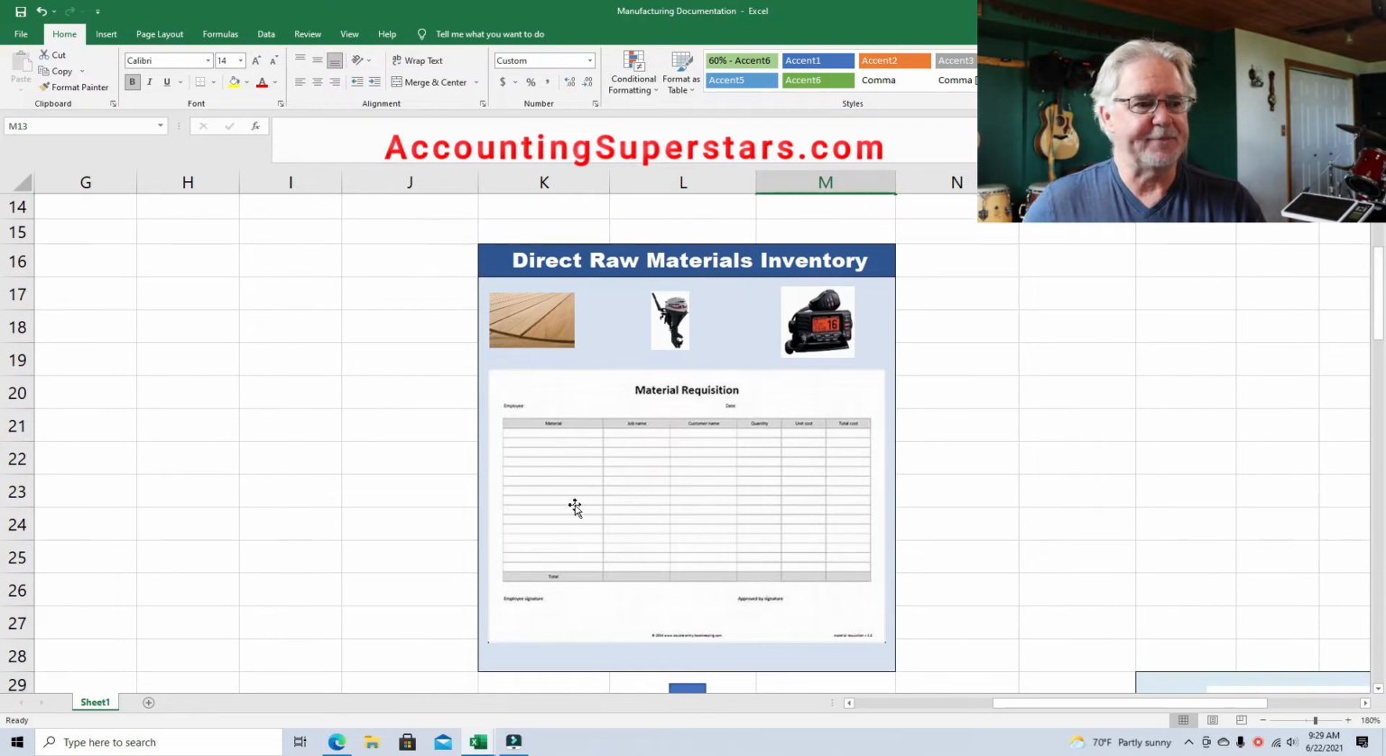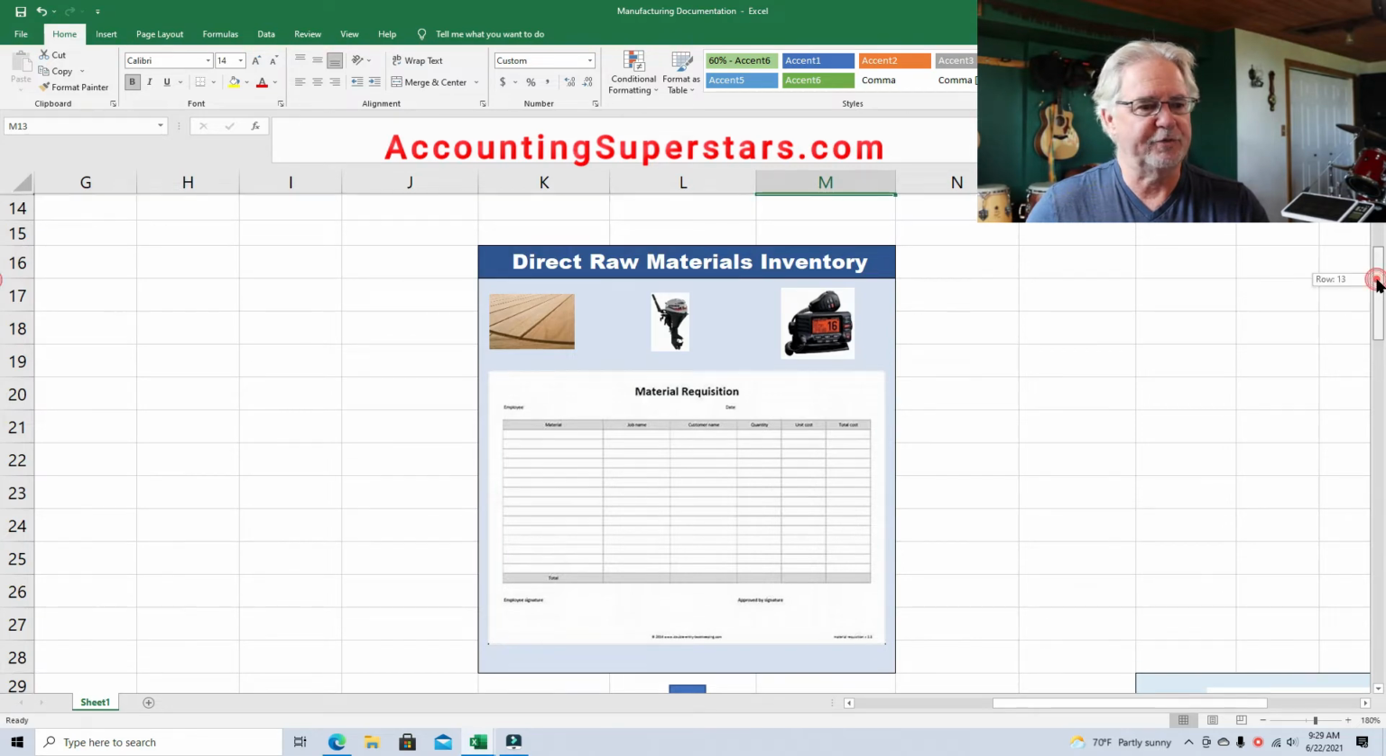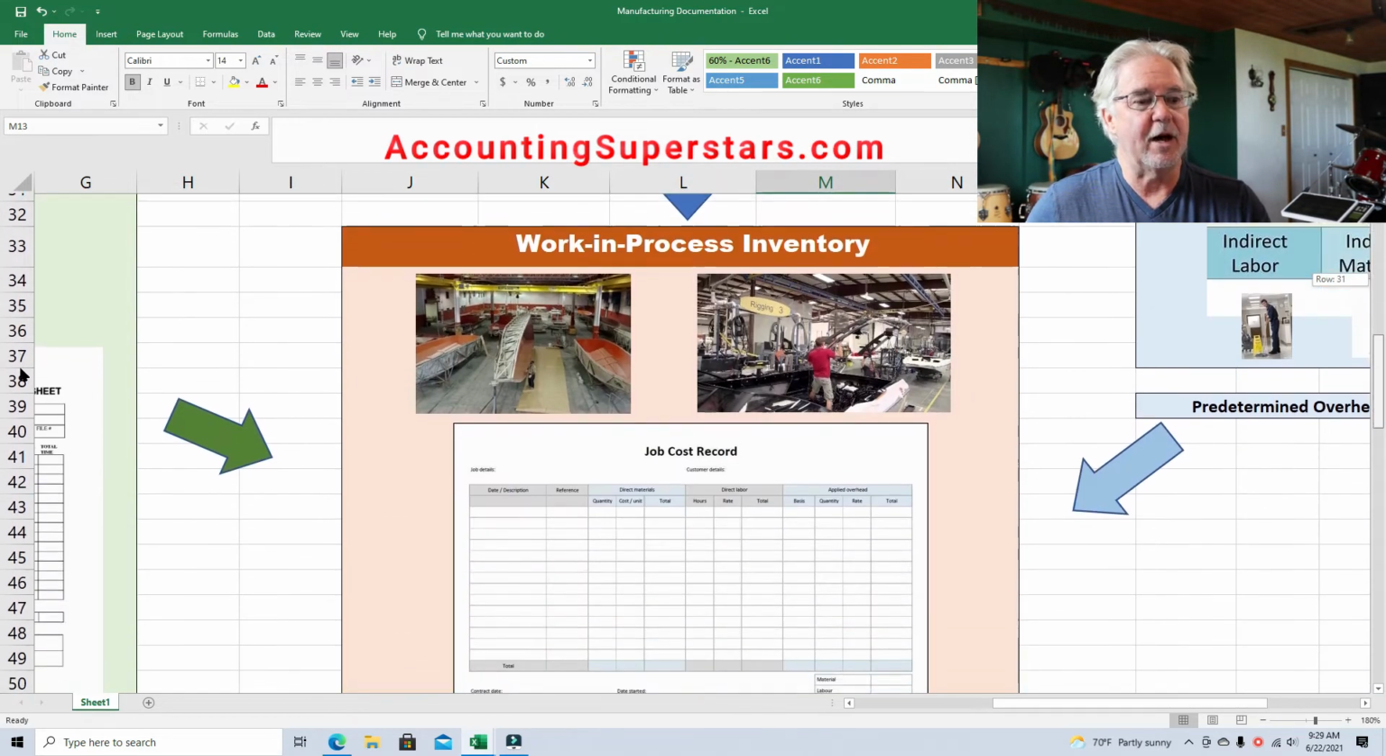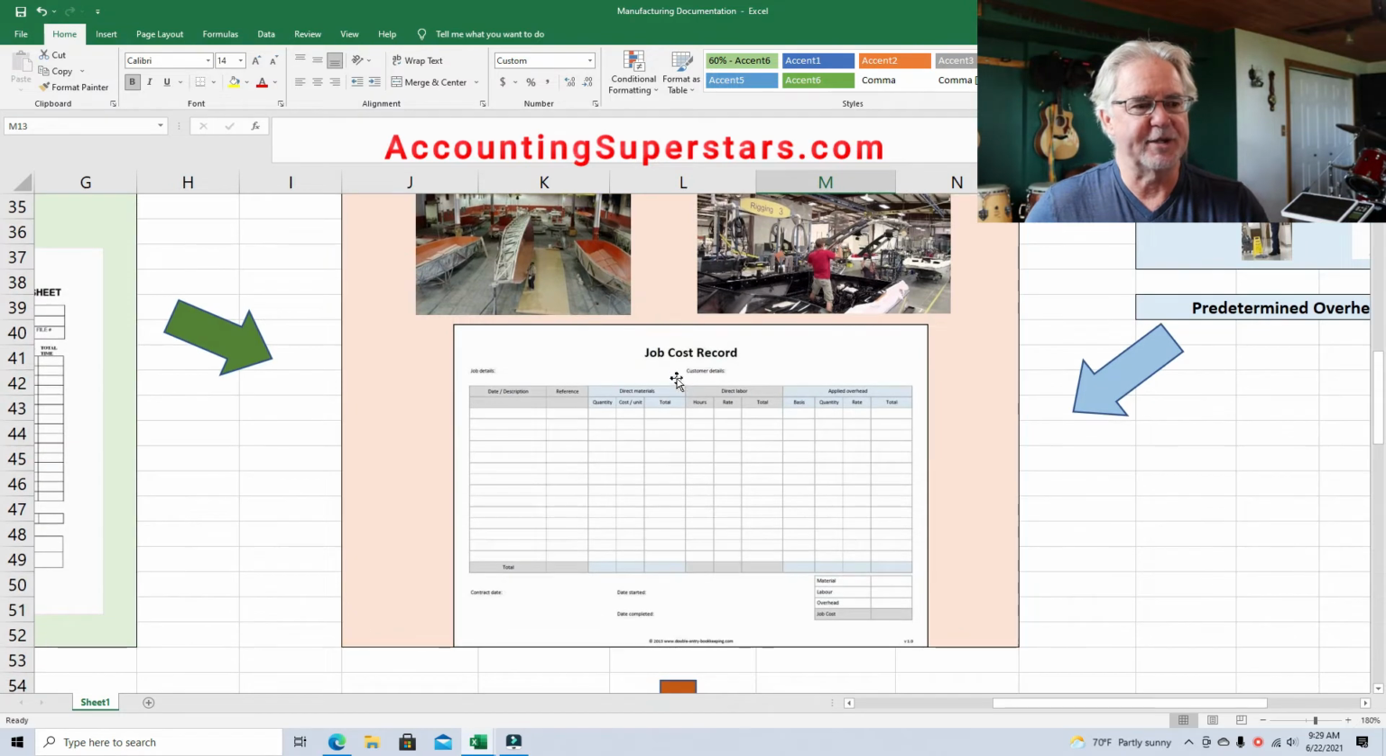And I would bet that the minute Bob fills out this materials requisition form and it's approved, it would be automatically entered into the job cost record, because the job cost record is where it all comes together.